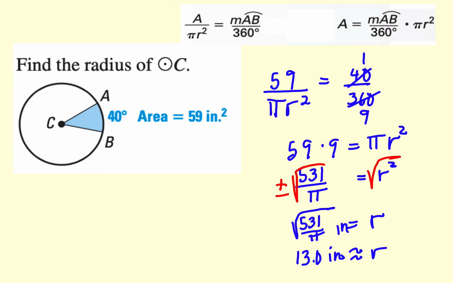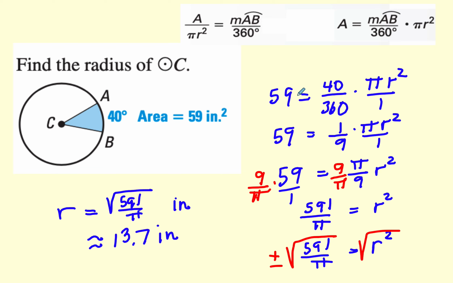Now let me show you what I got using the other formula. In the other formula, I put the 59 over here, I reduced, and then I got this fraction pi over 9. To get rid of the fraction pi over 9, I went ahead and multiplied by the reciprocal. I still got that fraction I had. And then, well, it doesn't look like I agree here. Did I not write down the right number? 59 times 9 is, I think I made a mistake here. This should have been 531. And then this would have been 13.0. So I think I hit the wrong button somewhere there. But we got the same answer.